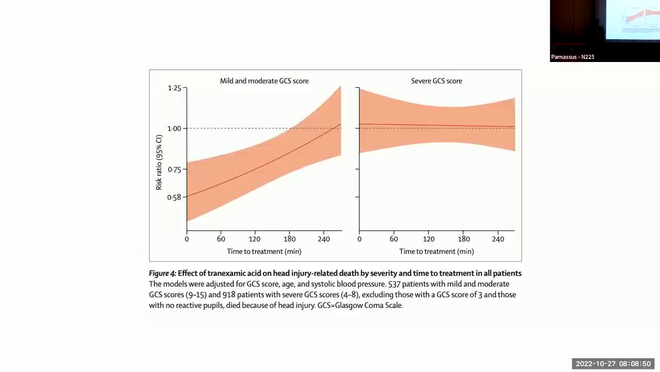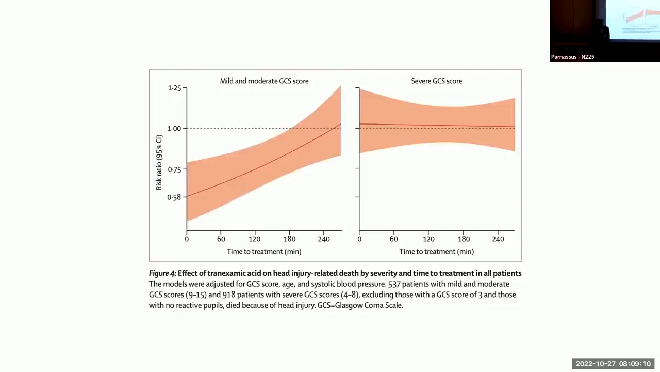Okay, so now they're getting into the model building of this paper. I found this to be quite interesting. They're showing you that for severe GCS, there is absolutely no relationship between the time you got the infusion and your outcomes. The hazard ratio is one, it's the same outcome. So here I think they take advantage of one thing good about this study is that it's placebo controlled.